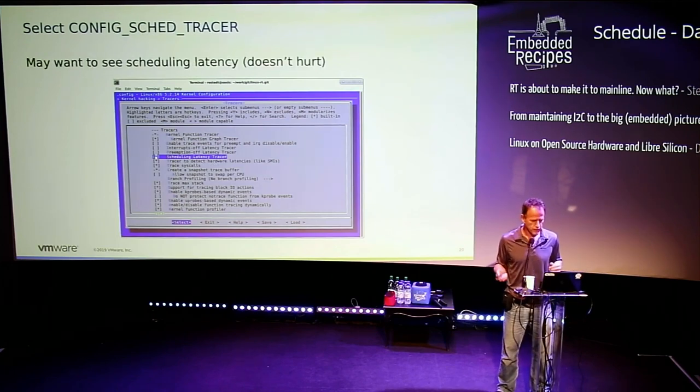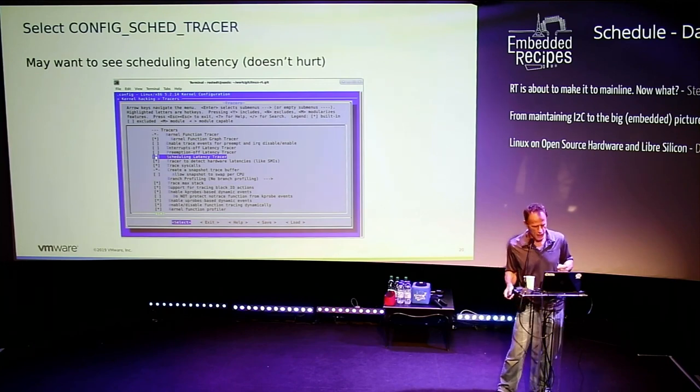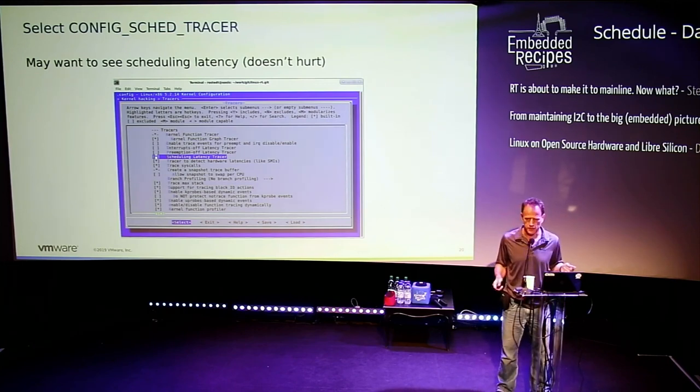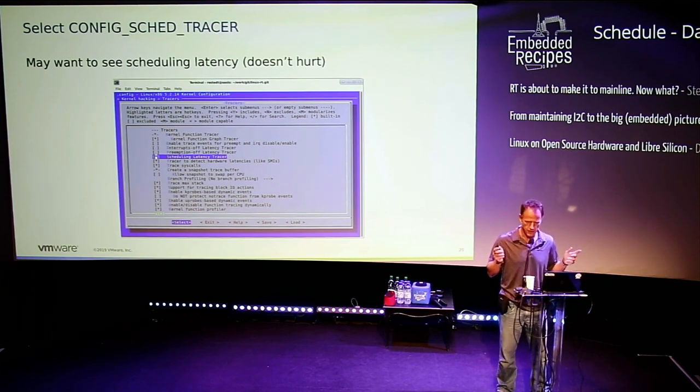And the sched tracer, which doesn't hurt, a lot of people don't enable. I was disappointed that I don't see this enabled in more distributions because it causes no overhead. The scheduling latency tracer is a way to see wake-up latencies. Even though today we have histograms that you can use for this, which makes this tracer obsolete, that's outside the scope of this talk.